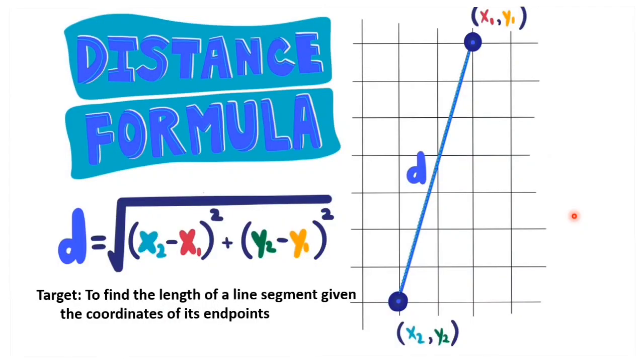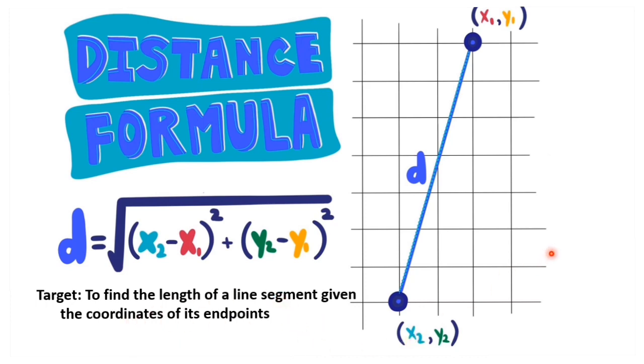The distance formula is represented by d is equal to the square root of the quantity x sub 2 minus x sub 1 raised to 2 plus the quantity y sub 2 minus y sub 1 raised to the power of 2. The distance formula is something that we use in order to find the length of a line segment given the coordinates of its endpoints.